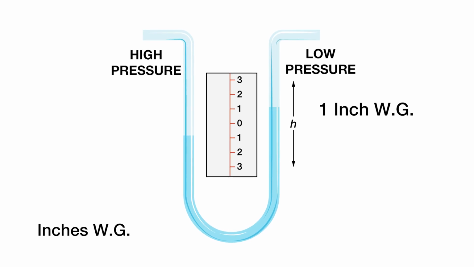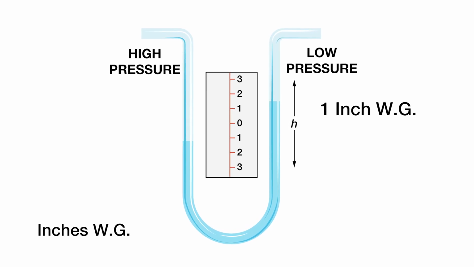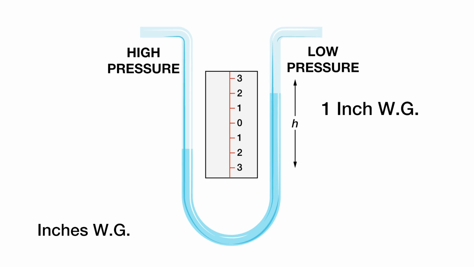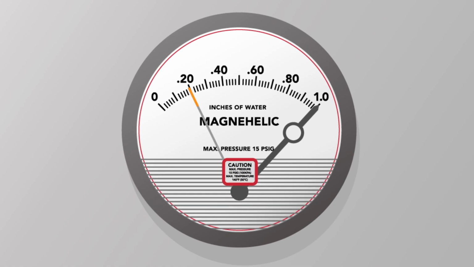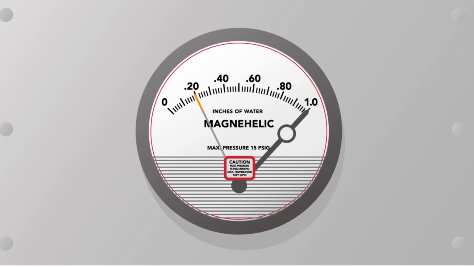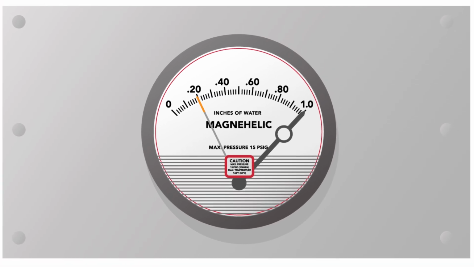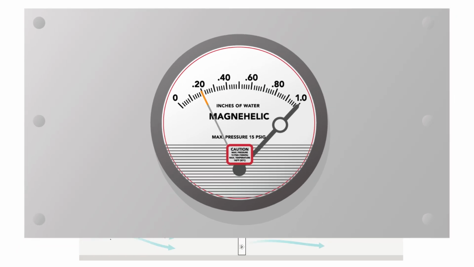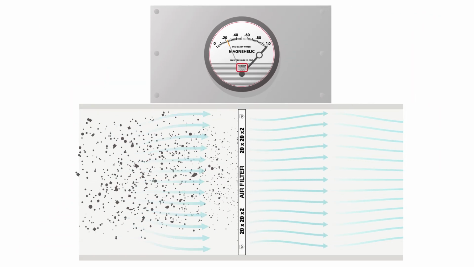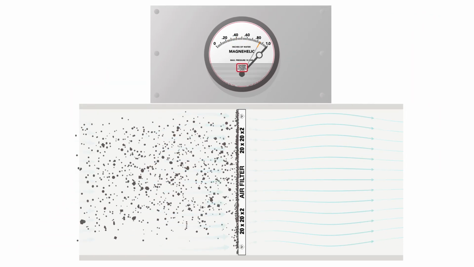As the AHU runs, dust builds up on the filter. That dust creates additional resistance, and the pressure drop increases over time. Magnehelic gauges, used to measure pressure drop or inches of water gauge, are often found on the outside of the unit. Here, initial pressure is 0.2 inches of WG. As the AHU continues to run, the dust accumulates on the filter and the pressure increases.